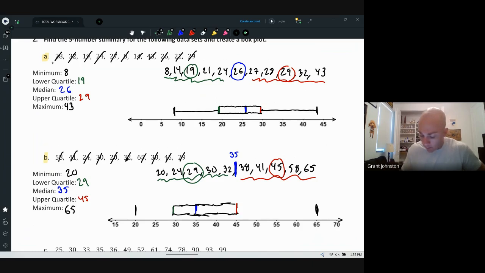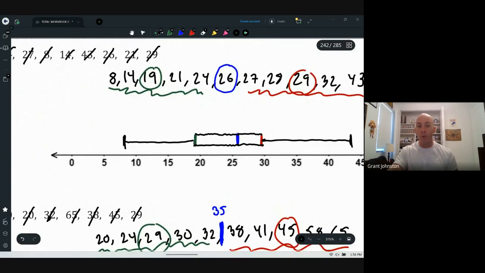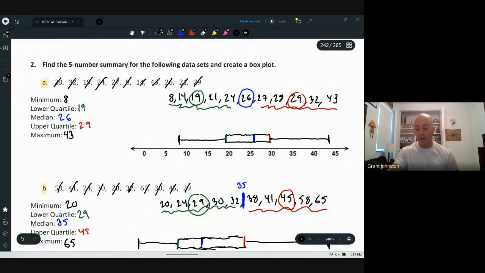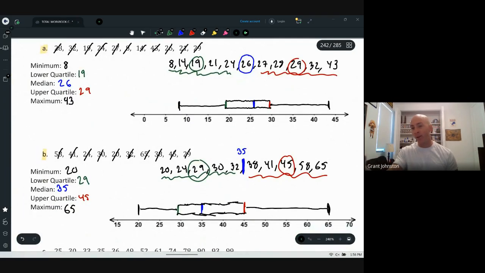So yeah, like I said, box plots are really best for quickly identifying what the median is and the quartiles. So that's what's great about box plots. You can immediately look at it and say, okay, the median's 35. And on this one up here, you can look at it and say, oh, the median's 26. We got different quartiles. That's what's really good about box plots.